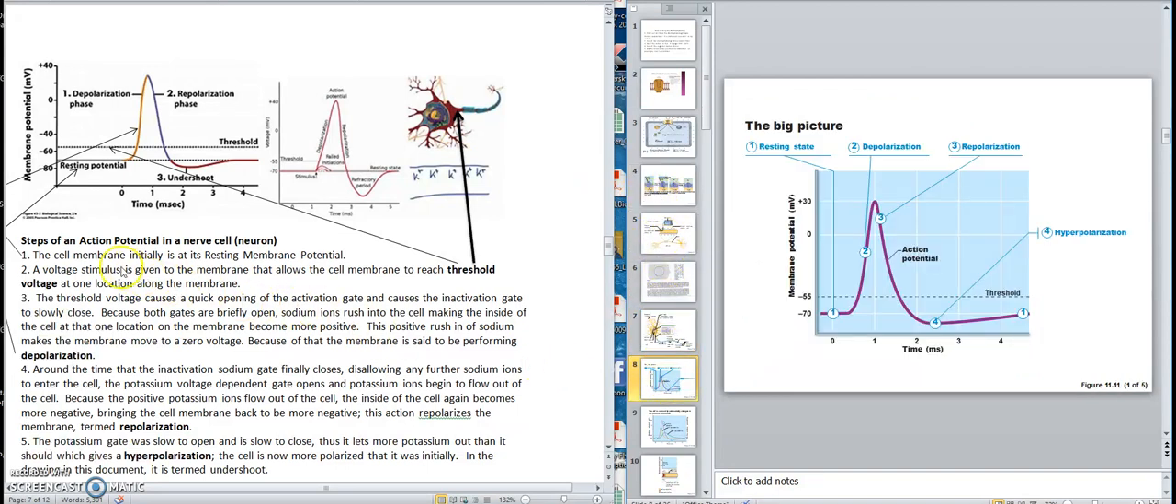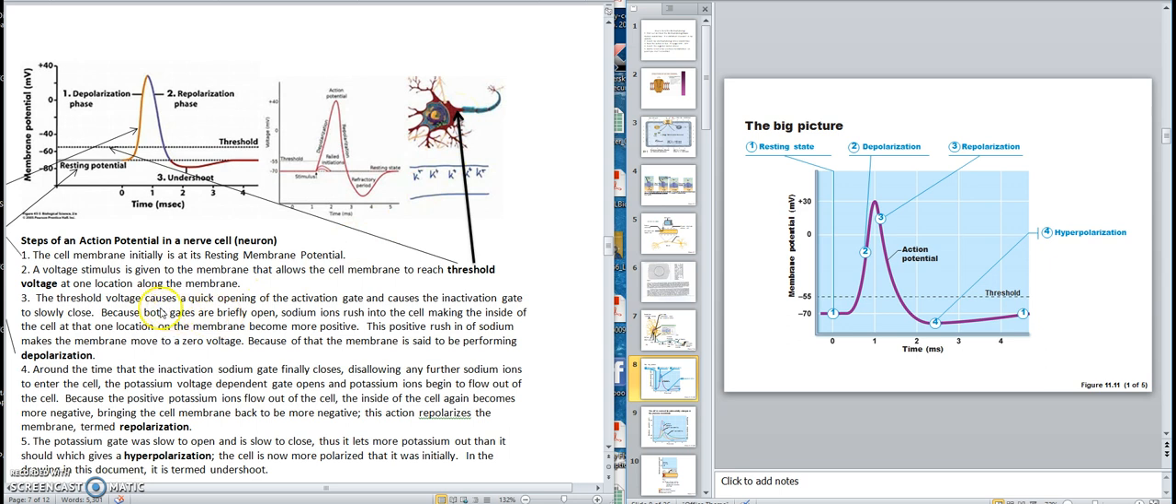Here's that picture. The cell membrane is initially at resting membrane potential. A voltage stimulus is given to the membrane that allows the membrane to reach threshold voltage. Let's say this is threshold voltage here. To reach threshold voltage at one location along the membrane. Remember I said it's just one spot where this is going to happen.